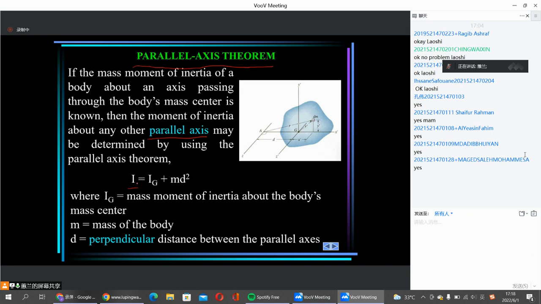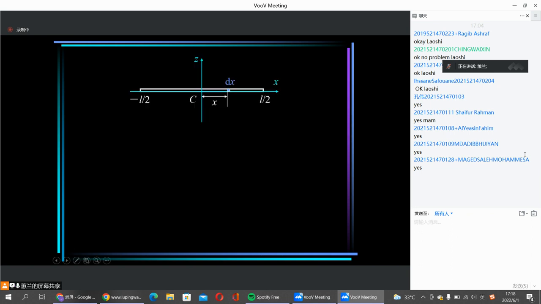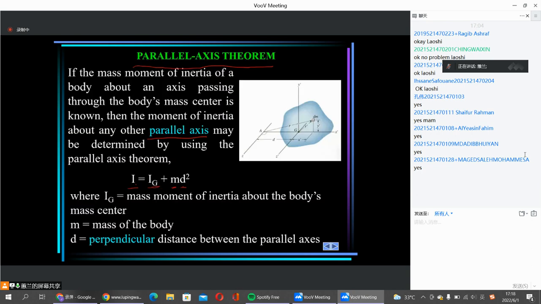Here, again, we need to indicate the axis, okay? I equals the mass moment of inertia about the mass center plus m d squared. m is the mass, and d is the perpendicular distance between the parallel axes. Definitely we can derive this, but here we skip the derivation process. If you are interested in this derivation, you can look at the book by yourself.